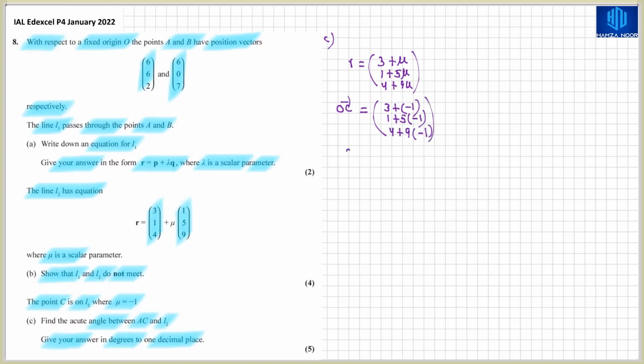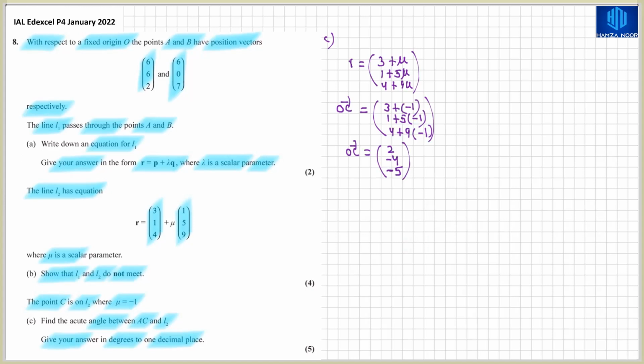So therefore we can say that the position vector of point C has i component 2, j component -4, and k component -5. So (2, -4, -5), this is basically the position vector of point C.